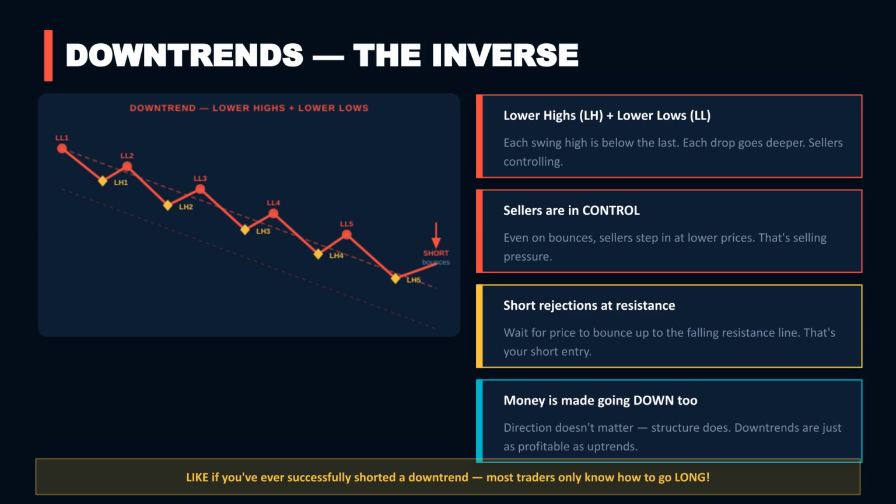Downtrends can be just as profitable as uptrends. You make money going down. You make money going higher. The direction doesn't matter. The structure matters.